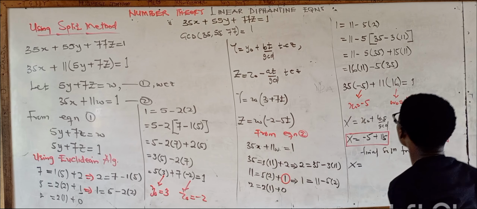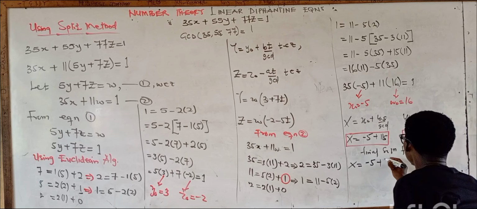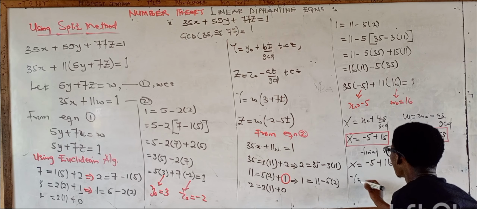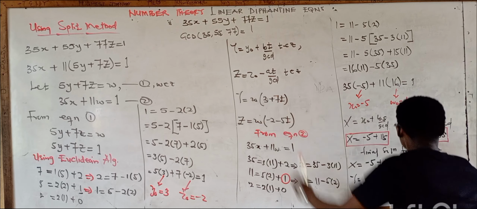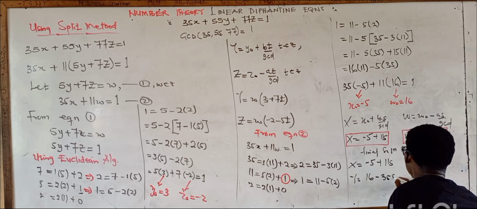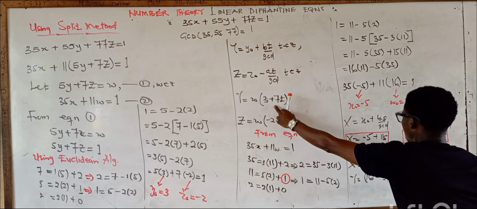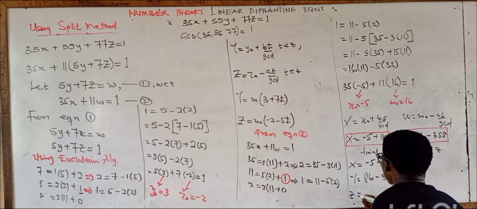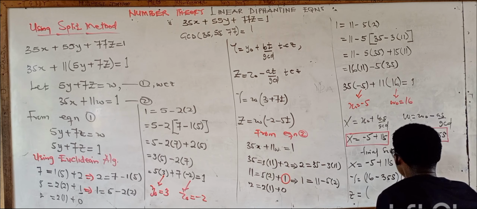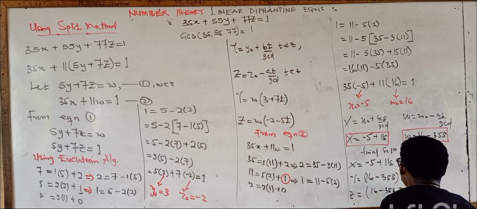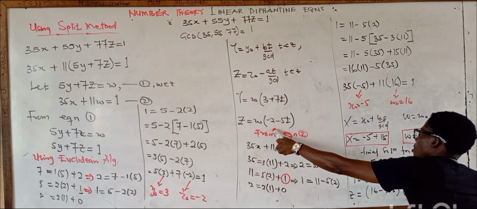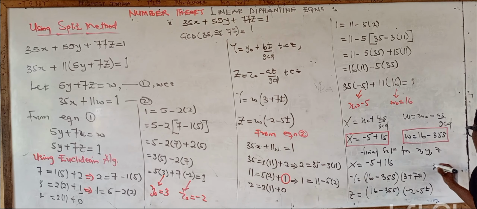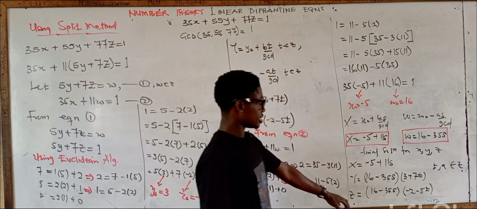So our x is equal to minus 5 plus 11s. And then our y is equal to 3w. So w is this one. So we have 3 times (16 minus 35s), plus 70t. And then we have our z is equal to minus 2w. So w is 16 minus 35s, multiplied by minus 2, minus 5t. Remember that t and s must come from the set of integers.